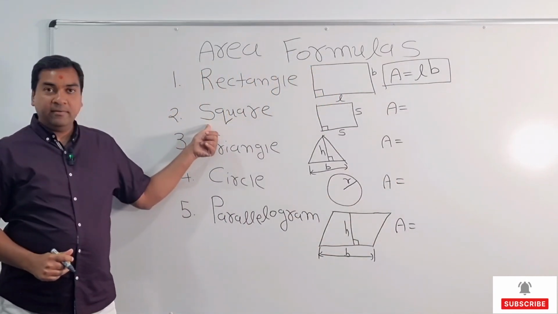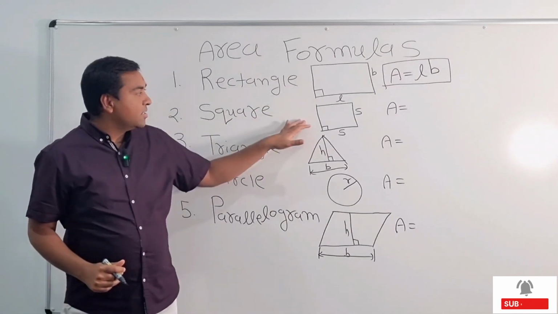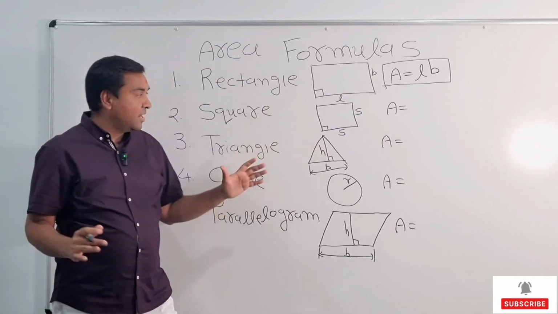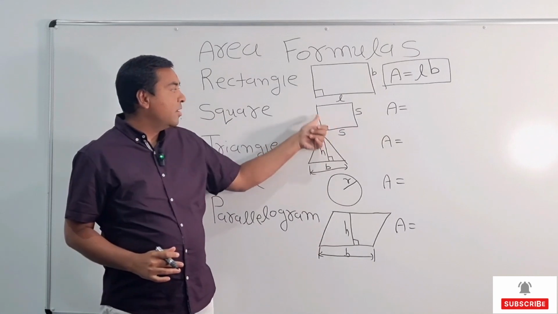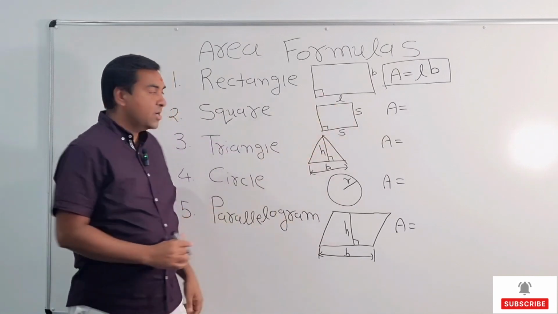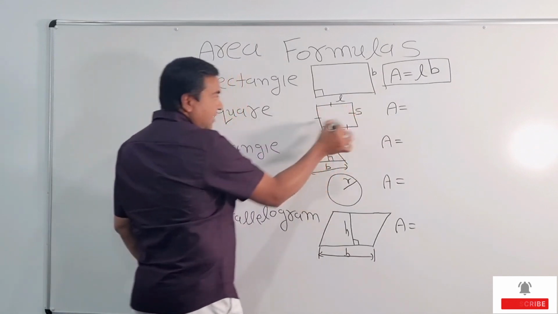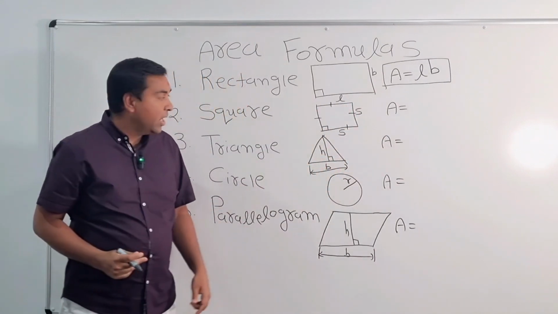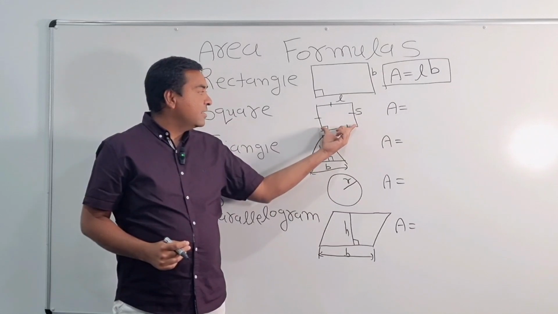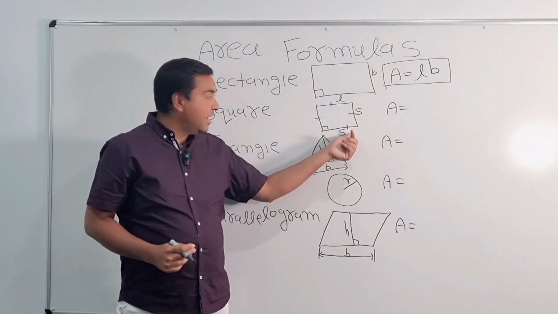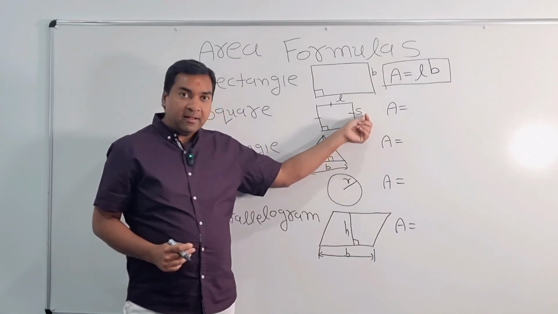Now square. In square and rectangle, everything else is same. Only the thing is in square, all the sides are equal. So all these side lengths are equal. All the angles are definitely 90 degrees as well. So let us say this length I'm calling S, side length S. This is also side length S.